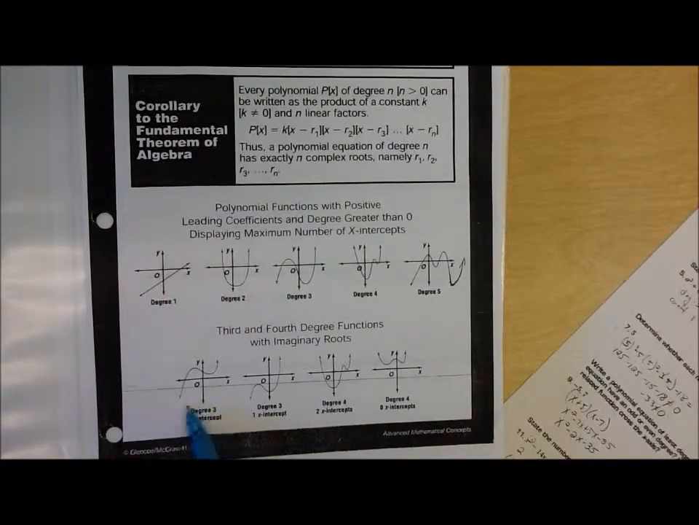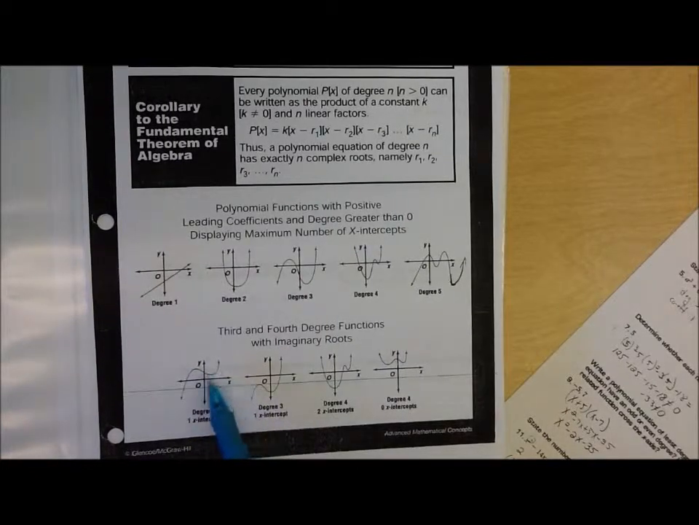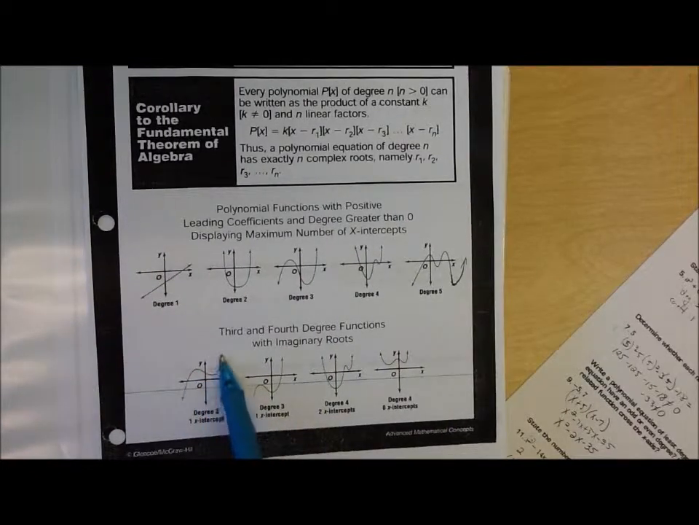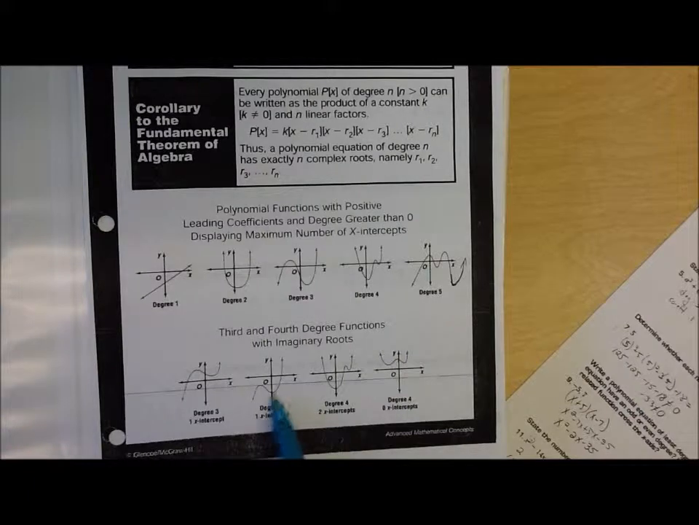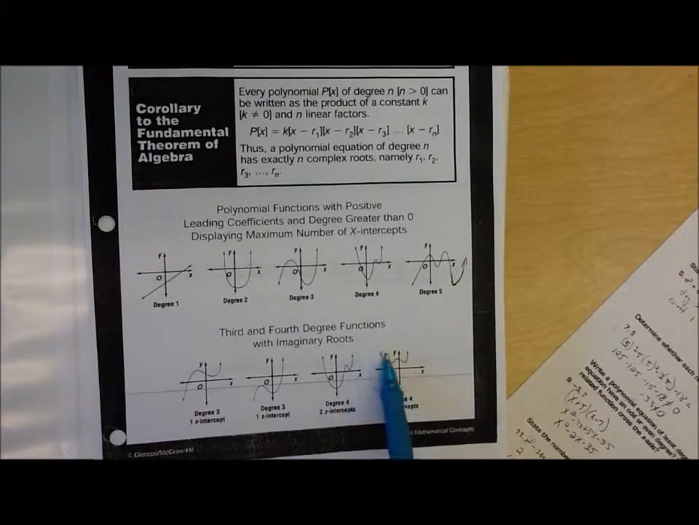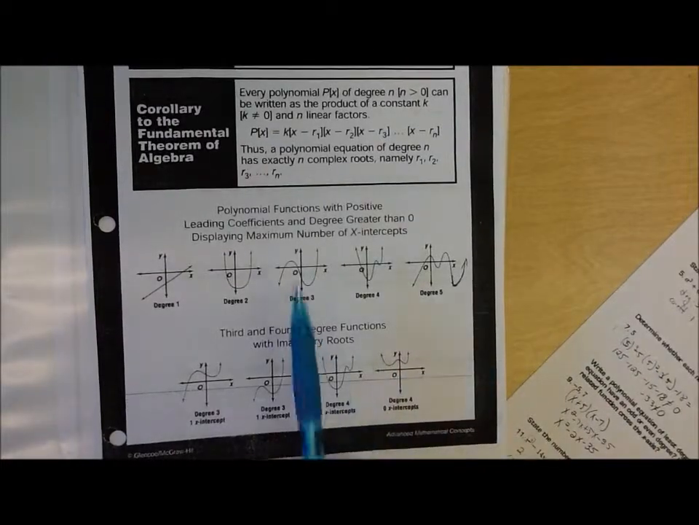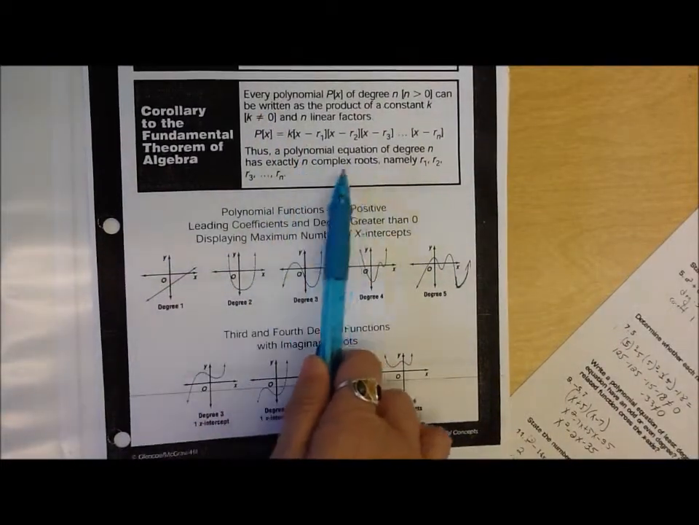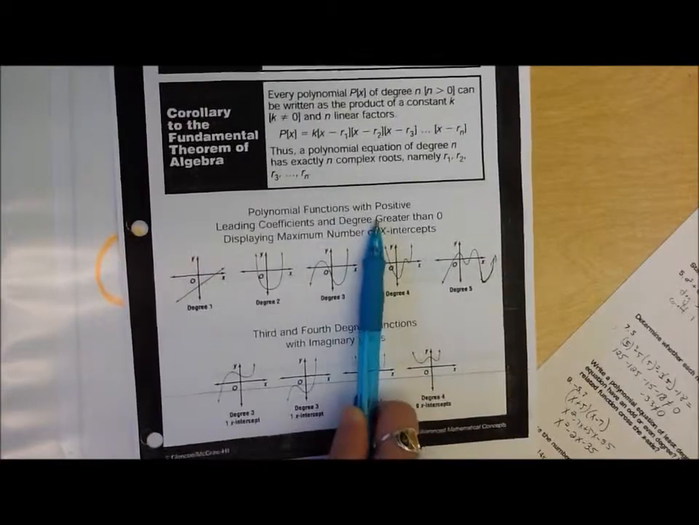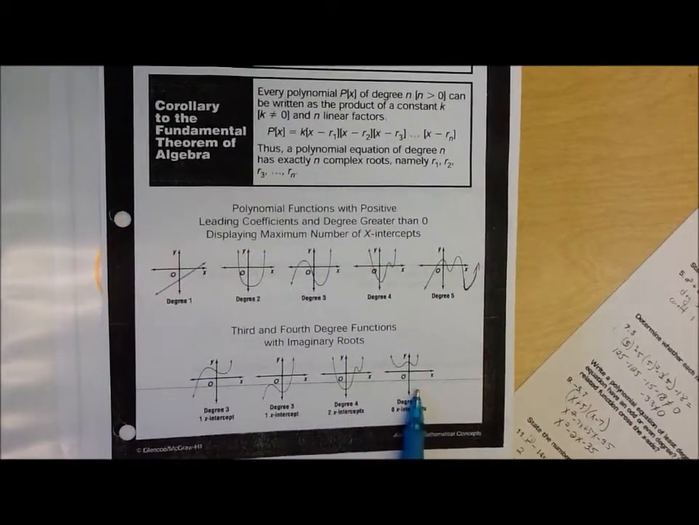So this is a degree 3 equation that only has one x-intercept. The other two roots are imaginary. Again, one x-intercept, degree 4 with two x-intercepts, degree 4 with no x-intercepts. It still has 4 complex roots. It's degree 4, it has 4 complex roots, but in this case, they're imaginary and not real.